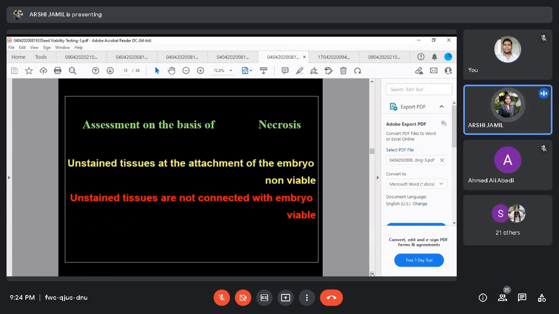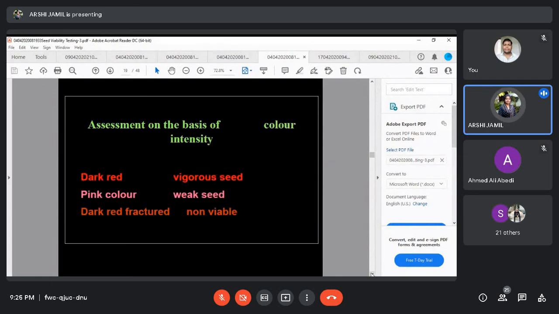What is the next slide? If necrosis shows in unstained tissues at the attachment of the embryo, it shows that the seed is non-viable. The tissues near the embryo, if they did not take any stain, it means the seed was non-viable. And at the same time, if the tissues that are not connected to the embryo are unstained, then also the seed is non-viable.